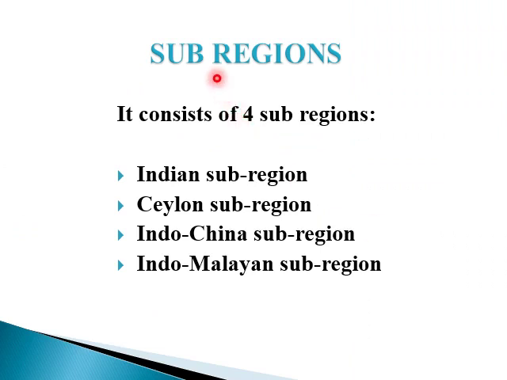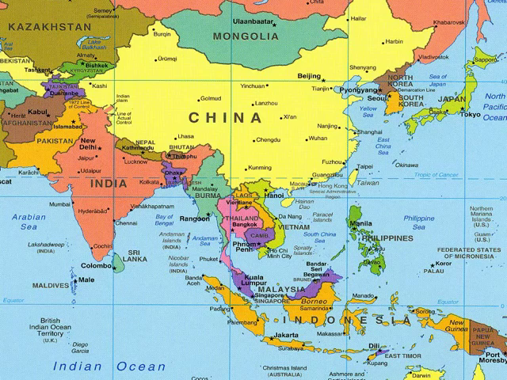If we talk about the subregions of the Oriental region, there are four different subregions. Number one is the Indian subregion, number two is the Ceylon subregion, number three is the Indochina subregion, and number four is the Indo-Malayan subregion. Here is the map of the Oriental region.